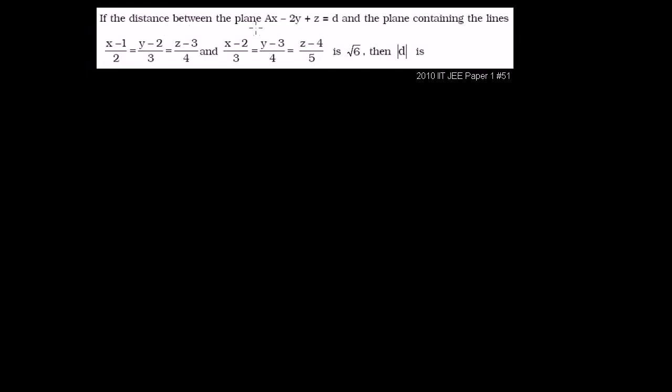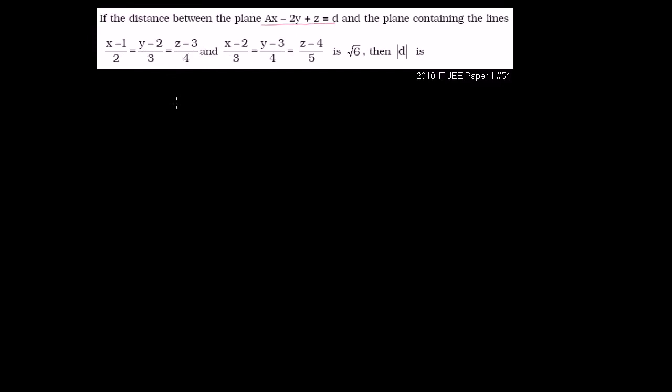If the distance between the plane ax minus 2y plus z equals d, and the plane containing the lines, and they give us two lines here in 3 dimensions, if that distance is square root of 6, then the absolute value of d is. So let's think about it a little bit. They're talking about the distance between this plane and some plane that contains these two lines.